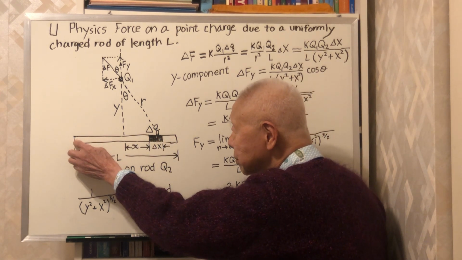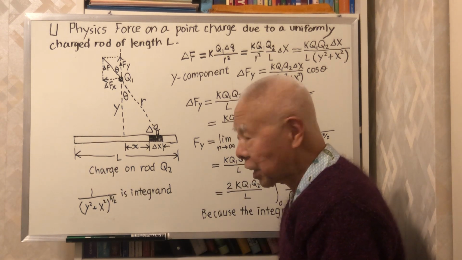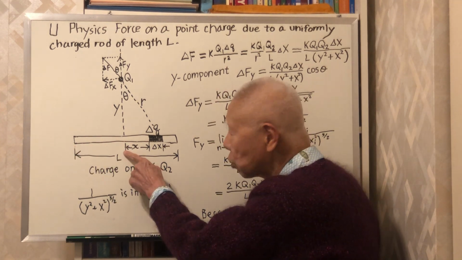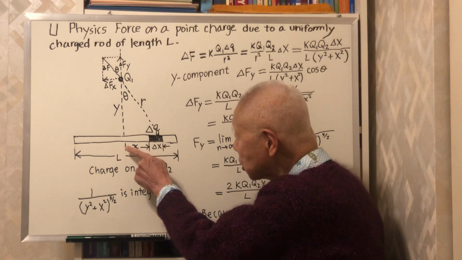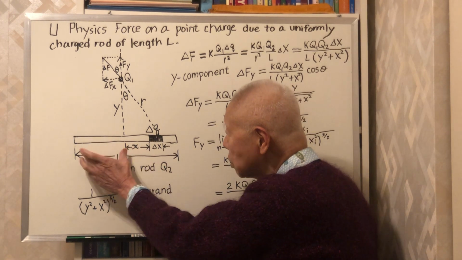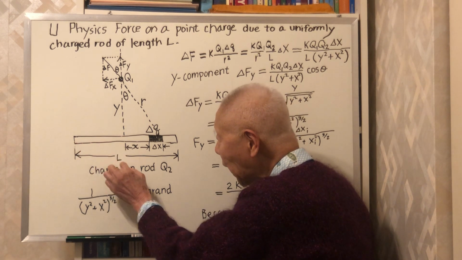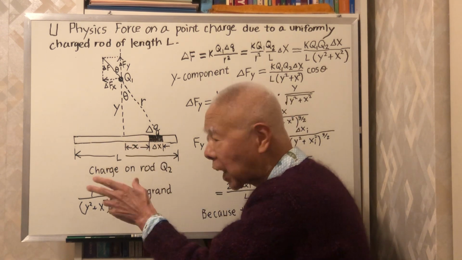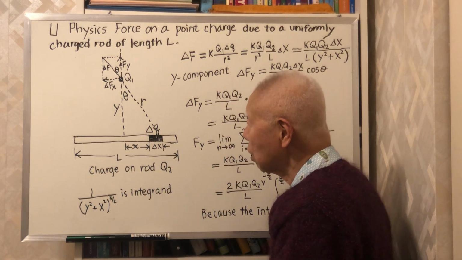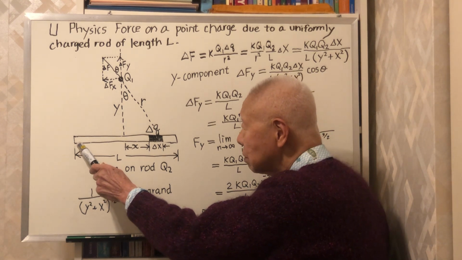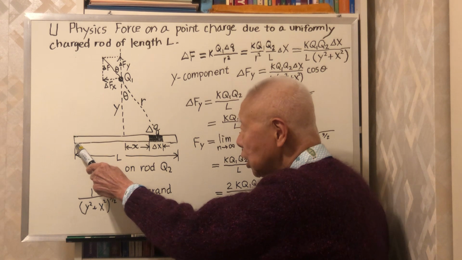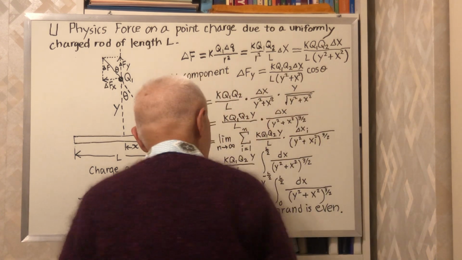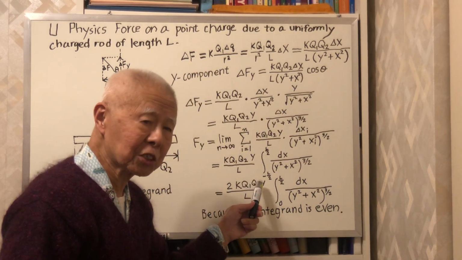So at the beginning, what is the x value? X value is this. Because this is 0, I take this as 0. You see this x? X is measured from the center, 0. So what is the x value here? It is half of this, but it's negative, right? Because it's on the left side of my 0. So the lower limit is negative L over 2. The upper limit is positive L over 2. So that's the result.